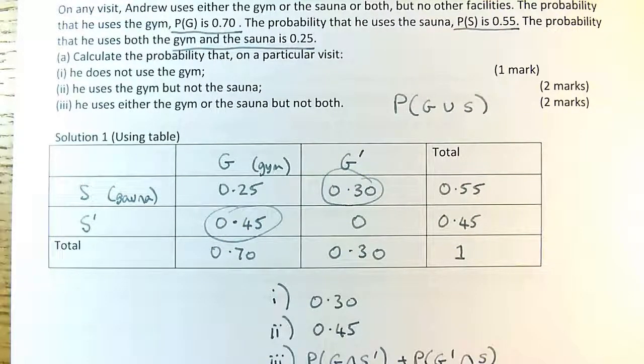So I get 0.45 plus 0.30 is 0.75, and that's my answer. So underline all answers clearly, and we've done that question.